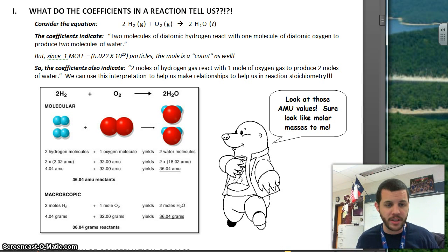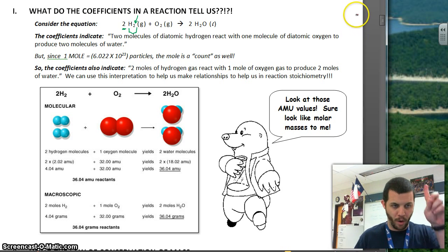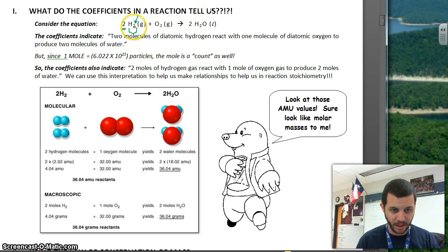The first thing that we really need to understand is how to write a reaction and what all of this stuff means. So don't forget, our coefficients tell us how many molecules we have. Our subscripts tell us how many atoms are in one molecule. So if I've got this 2 right here, that means I've got 2 hydrogens in one hydrogen molecule, and this tells me I've got 2 hydrogen molecules. So overall, I've got 4 hydrogen atoms.